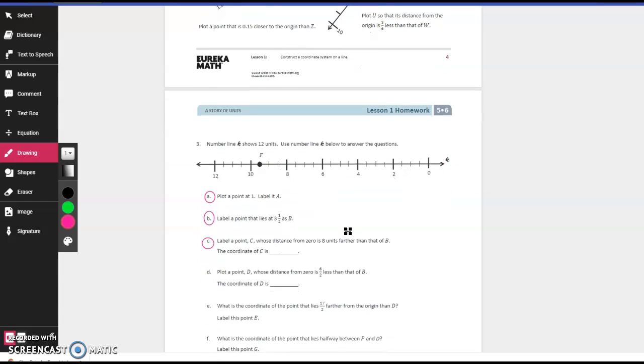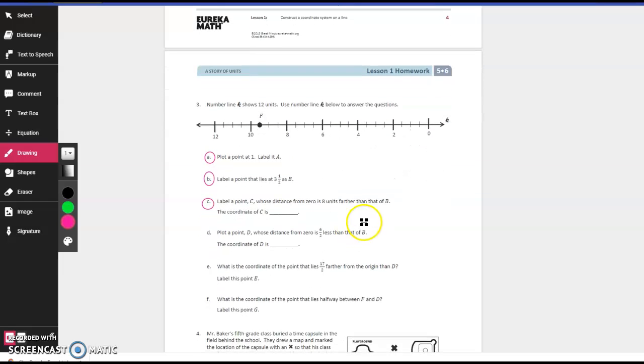All right, then we've got number 3. Number 3, number line K shows 12 units. Use number line K below to answer the questions. Once again, pay attention to the number line. Here is the origin. The origin starts on the right, not the left. They're just trying to switch it up and have you pay attention.